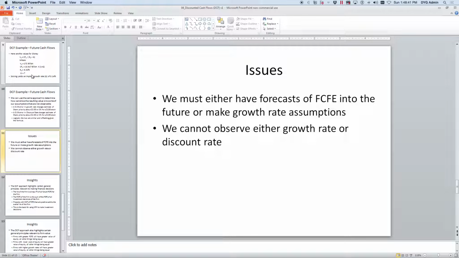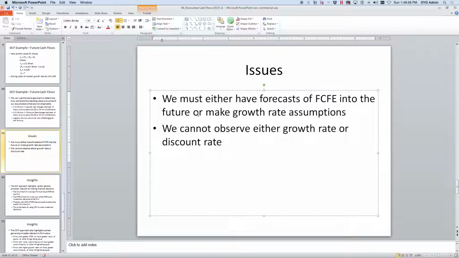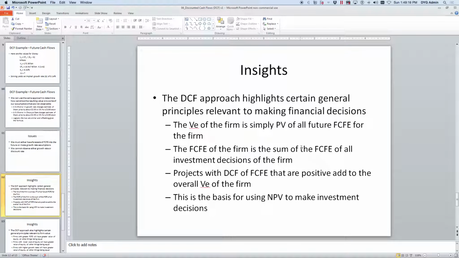And so, in some sense, if I had some additional information, I could solve for the fair value or explain the fair value, but I don't have that information, and so it's sometimes hard to use this method to really hone in on the value of a stock. However, it does give you some insights.